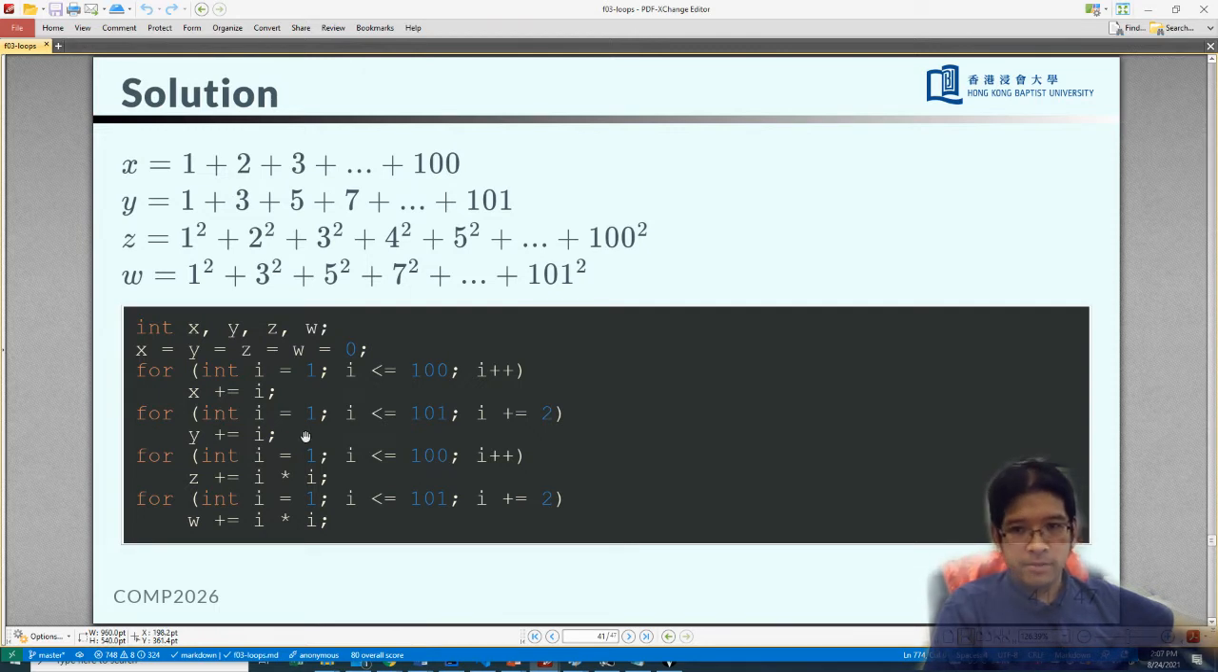This one is very similar, but each time we are going to increment the value of i by 2, so i plus equals 2. And then y plus equals i. That way we will have the values 1, 3, 5, 7, and so on put in y. For z, we're taking the value of i times i each time. For w, we're doing very similar things. I hope you can understand this part. Now, none of that is a nested loop.